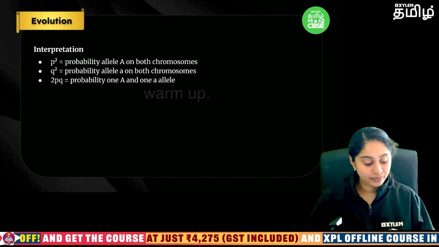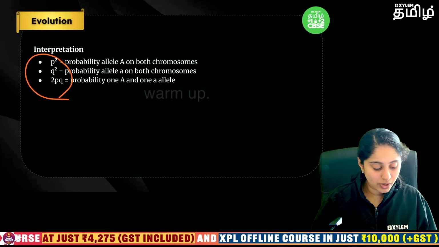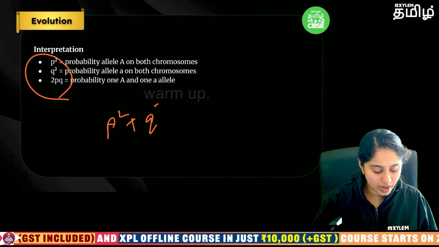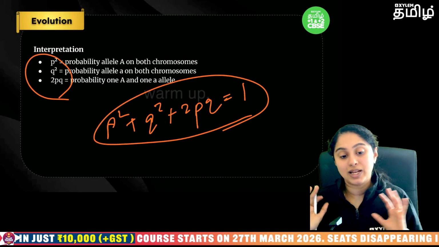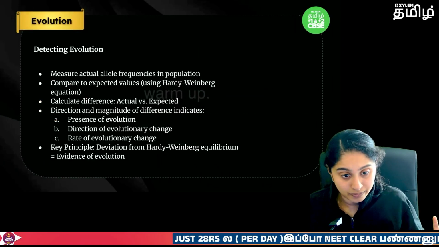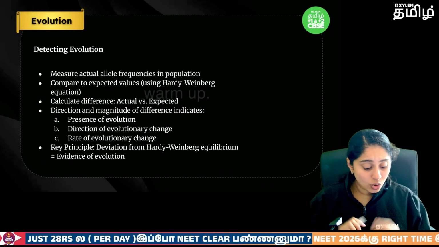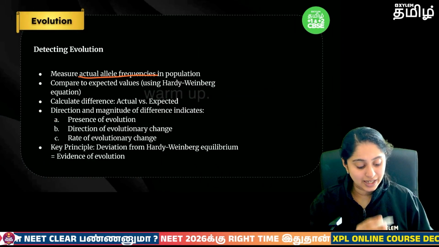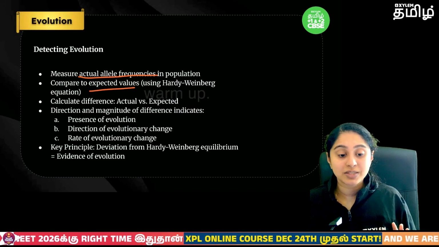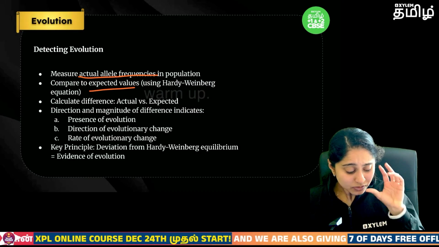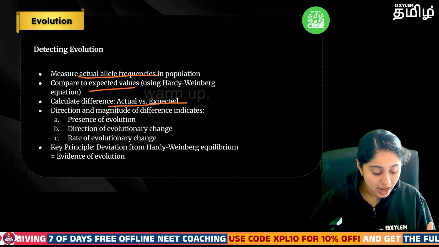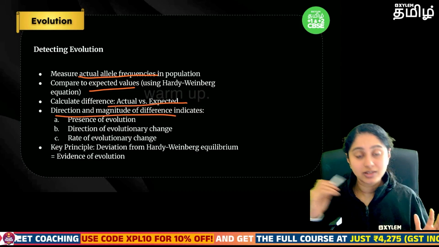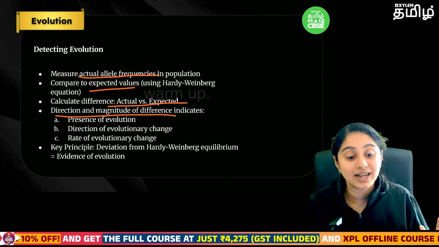So, if this total, P square plus Q square plus 2PQ, equals 1, that means the population is in genetic equilibrium. If you measure the allelic frequency and compare it to the expected value, you can calculate the difference between the actual and the expected, and that will give us the different kinds of evolution that are taking place.